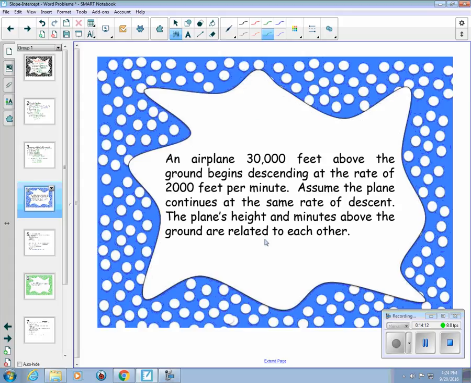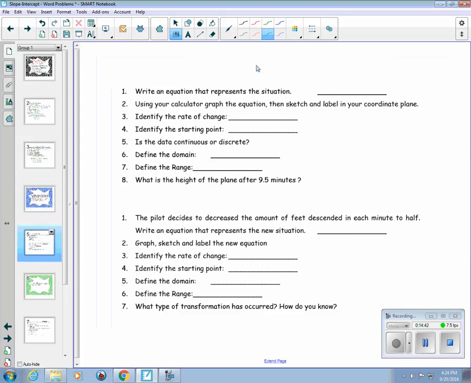You gotta use this. So what's the equation? So say that again. So 2,000x plus 30,000? Say it. Negative what? How do you know that it's negative 2,000? Because, thank you, the airplane is descending. It's going down, so it's not positive 2,000. It is negative 2,000, okay? So y equals negative 2,000x.